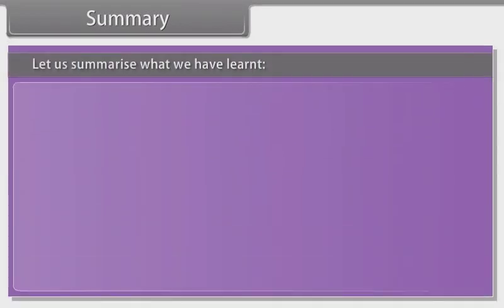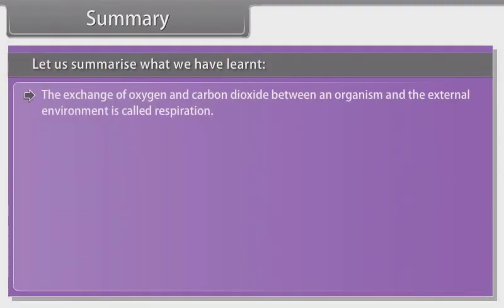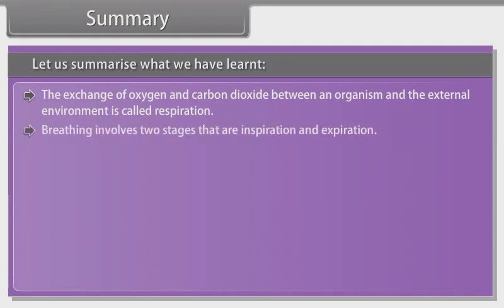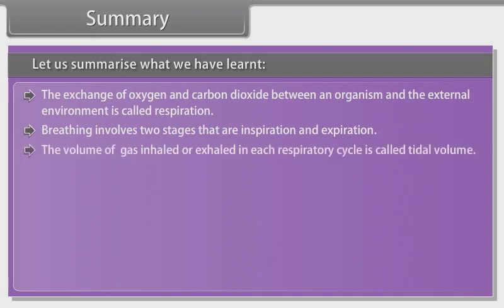Summary. Let's summarize what we have learned. The exchange of oxygen and carbon dioxide between an organism and the external environment is called respiration. Breathing involves two stages that are inspiration and expiration. The volume of gas inhaled or exhaled in each respiratory cycle is called the tidal volume.